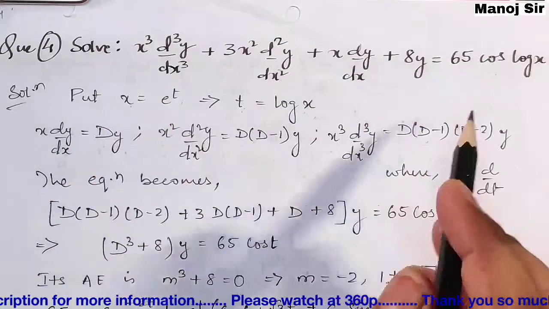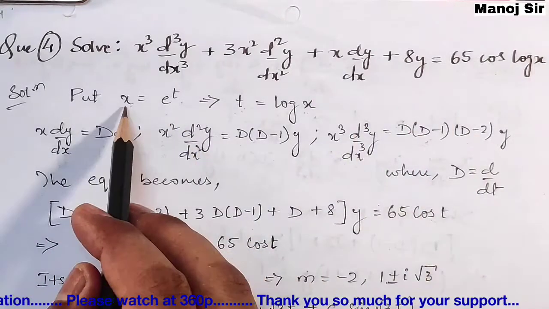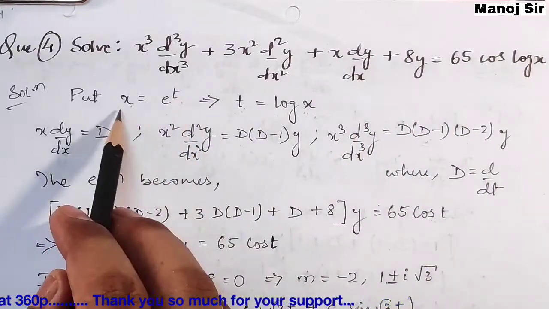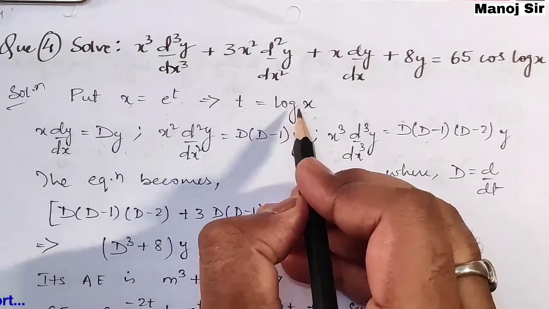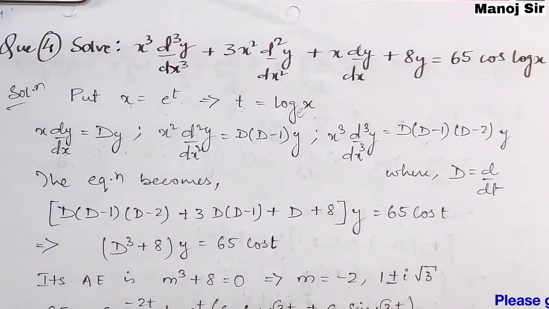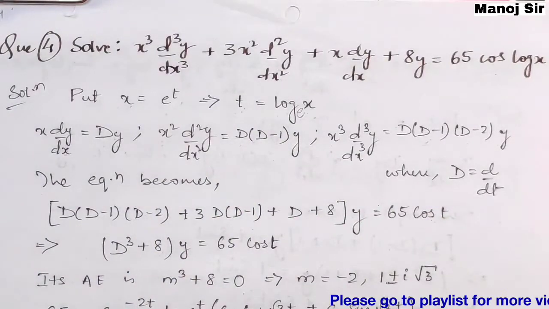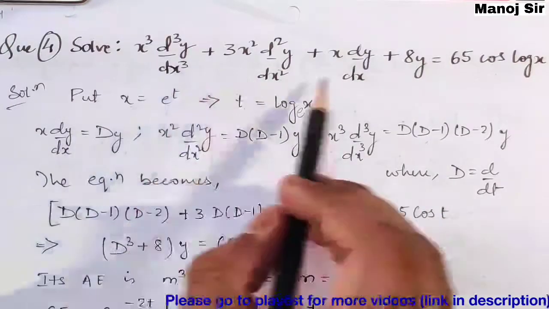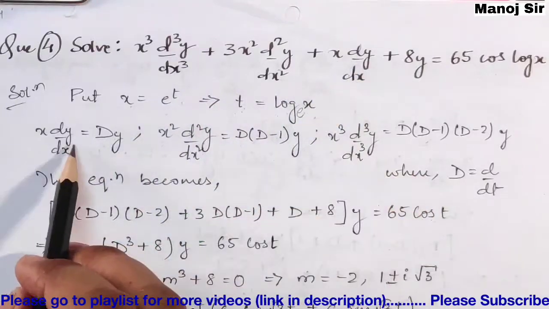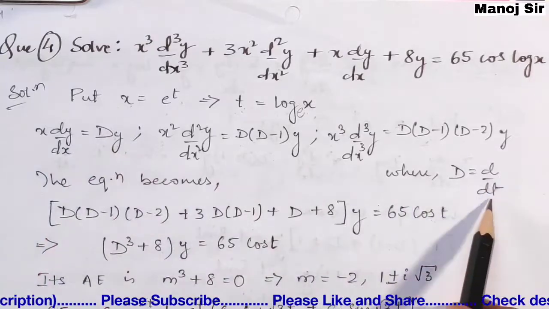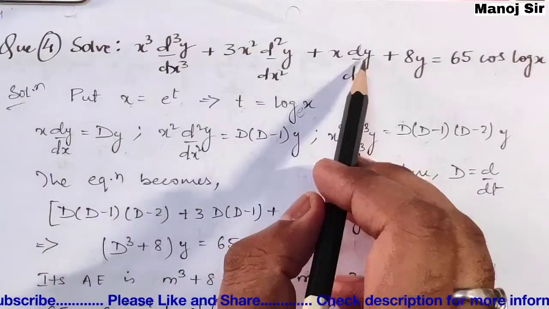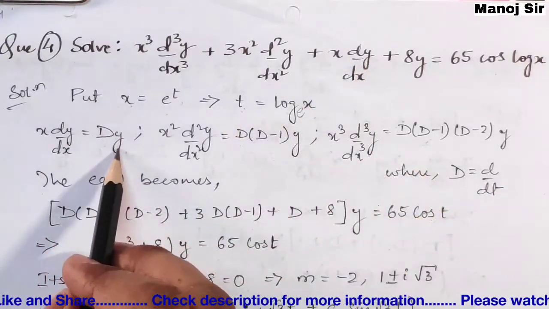To solve such a problem, what we need to do is simply put x equals e to the power t. Now if you apply log on both sides, you will get t equals log x. Yes, the base will be e. Now x dy upon dx is replaced with Dy, where D is d upon dt.